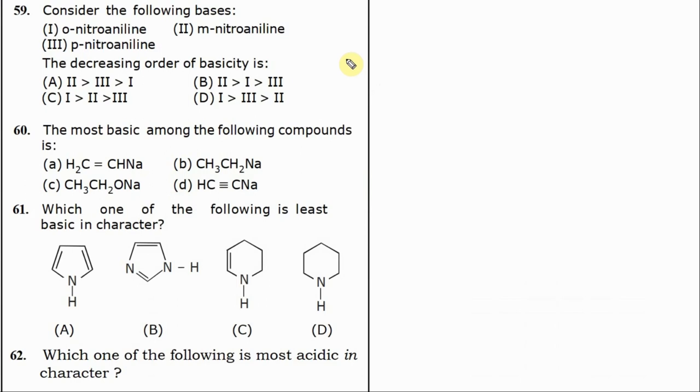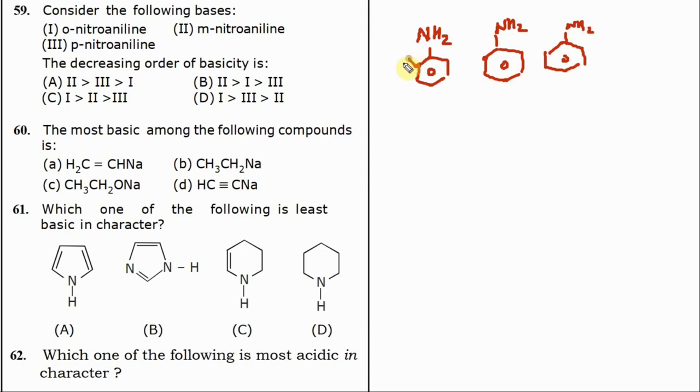Okay, this one is a little tricky again. What you want to know is anytime you have an ortho substituent in aniline, basicity will decrease. Now NH2, so ortho, NO2 meta para minus R minus I, this is minus R, this is minus I.